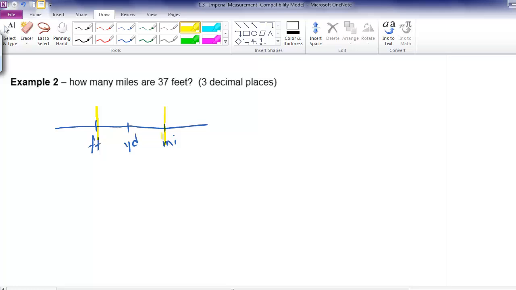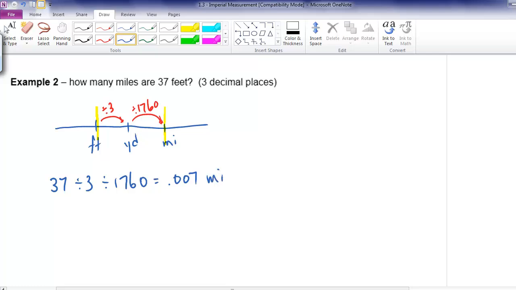I don't care about inches because they're on the left side, and we're going to bounce this way. We're going to bounce one more, and the conversion from feet to yards is 3, and yards to miles is 1,760. And when we do our calculation, we're going to start off with 37, and we're going to divide by 3, and we're going to divide by 1,760, and we're going to end up with 0.007 miles.